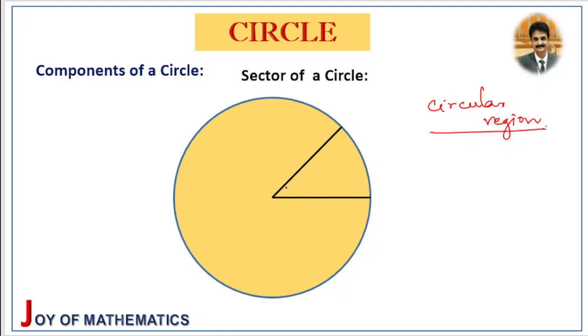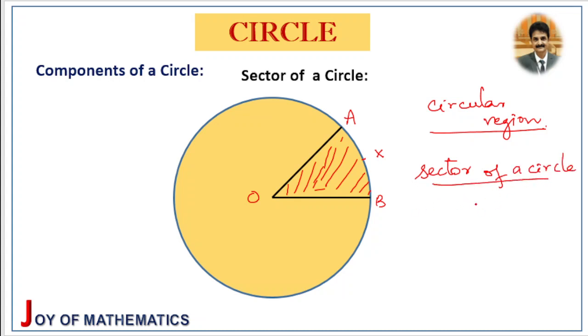Now, if I take two radii and an arc, this is the region bounded by the two radii, say OA and OB, and the arc AXB. This region, bounded by two radii and an arc AXB, is said to be a sector of a circle. If you take a compact disc, CD, the data is divided and stored in sectors, as you might have heard in computer language. So these are the sectors.